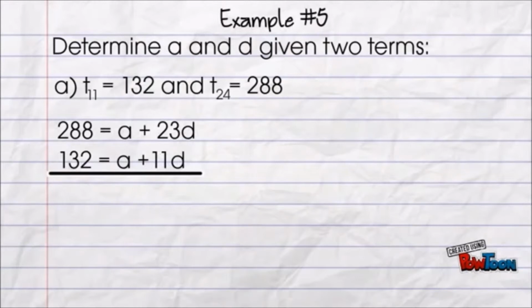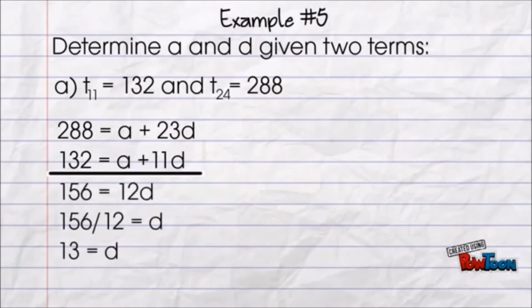After finding the formulas, we can subtract 288 equals a plus 23d from 132 equals a plus 11d to find the value of d. And remember, when you're tackling these kind of problems, always use the greater values to subtract from the lower value. And we get d as 13.